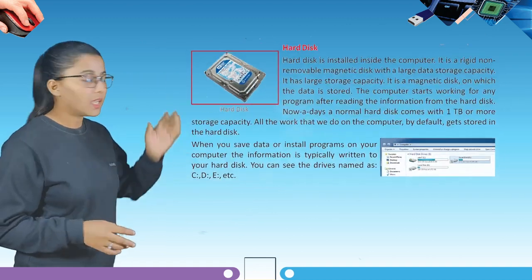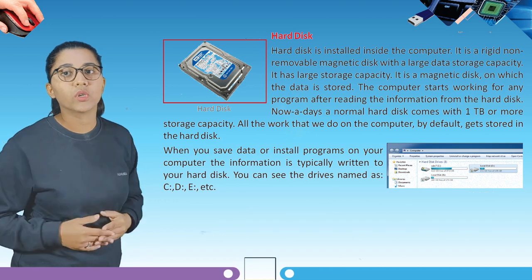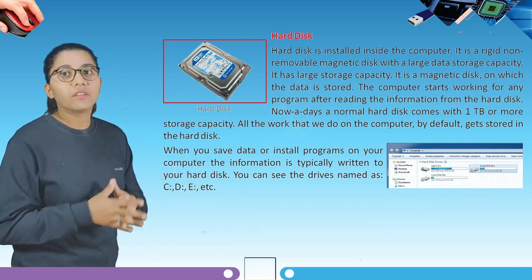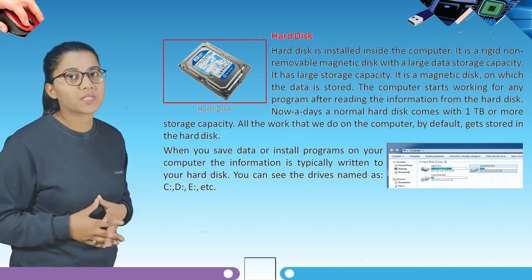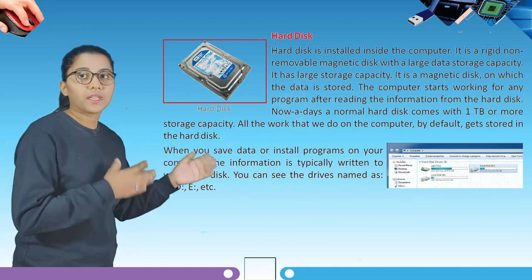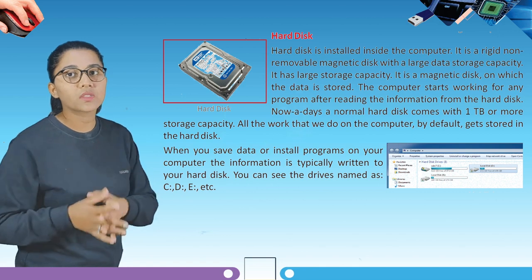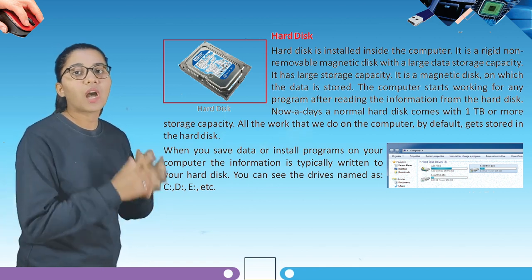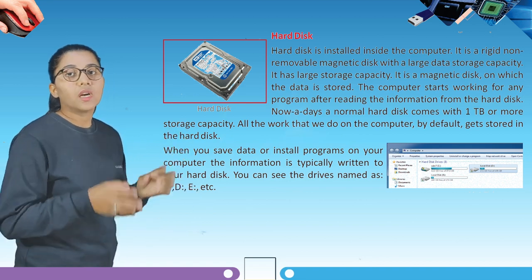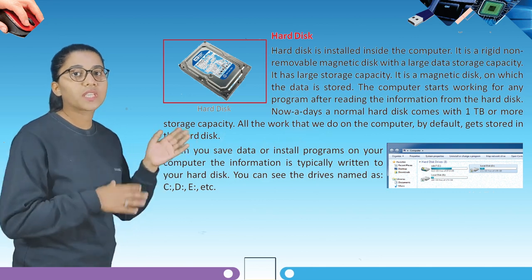Now next we have hard disk. Hard disk is installed inside the computer. It is a rigid, non-removable magnetic disk with a large data storage capacity. It is a magnetic disk on which the data is stored. The computer starts working for any program after reading the information from the hard disk. Nowadays, a normal hard disk comes with 1 TB or more storage capacity.